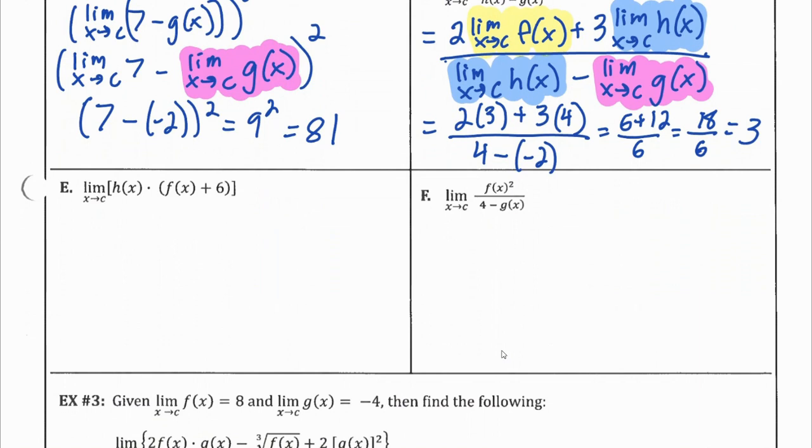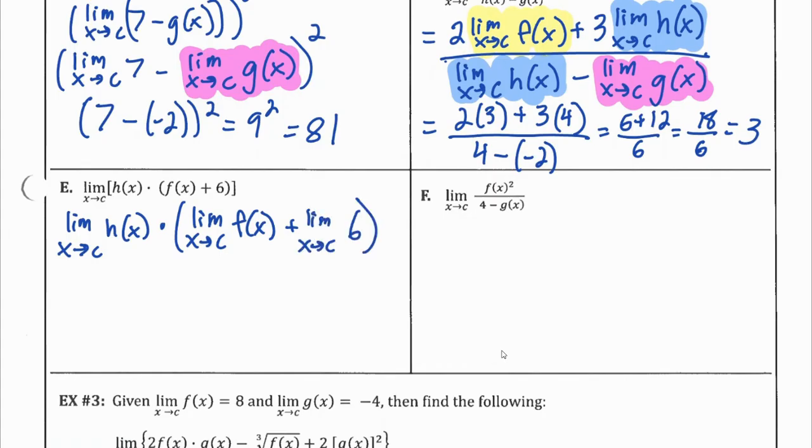So what you should get when you do this is the limit as x approaches c of h of x times the limit as x approaches c of f of x plus the limit as x approaches c of 6. Okay, so the limit as x approaches c of h of x is 4. The limit as x approaches c of f of x, we should get 3. The limit as x approaches c of 6 is just 6. And so then we should be able to simplify. So we do 4 times 9, and we should have gotten 36.